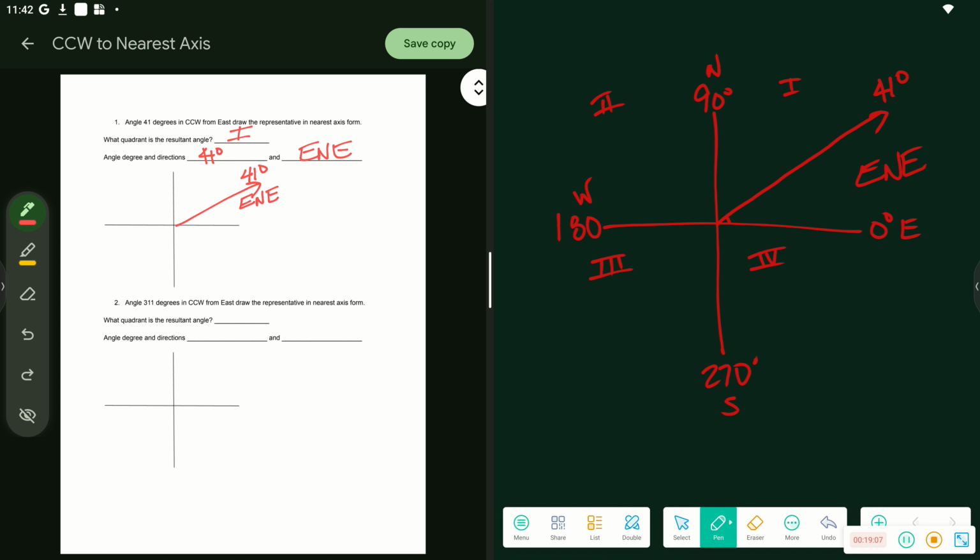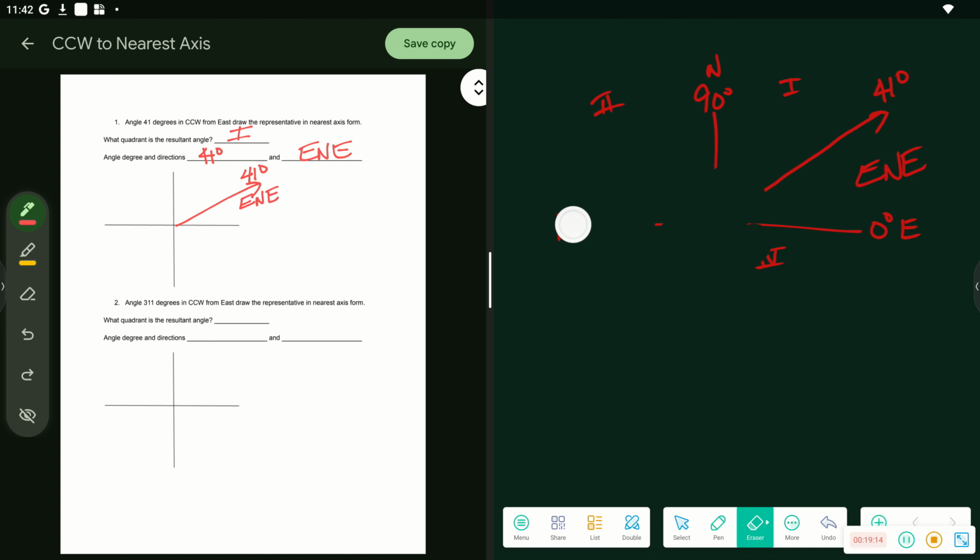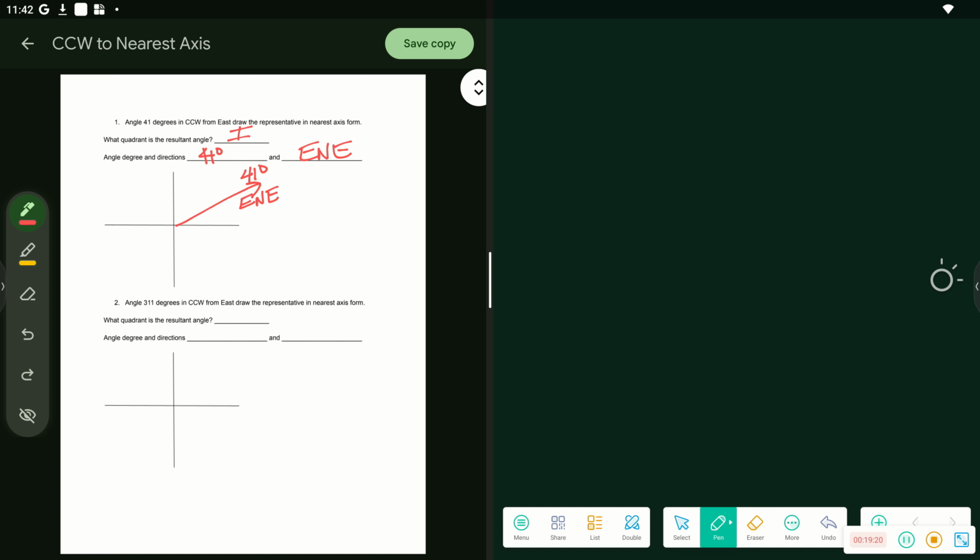That's number one. So this is the first assignment that I gave you guys last week. And I know we had not gone over it yet, so I didn't expect you guys to be able to do it. All right. So number 2. Angle 311 degrees counterclockwise from east. Draw the representative in nearest axis form.